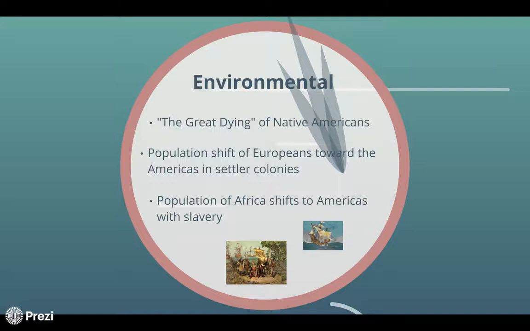There was a population shift of Europeans toward the Americas, and those were in the settler colonies. So Europeans moved to the Americas for a fresh start in the colonies, trying to make a new life for themselves. And the population of Africa also shifted to the Americas in the sugar colonies and other colonies where they were having African American slaves.